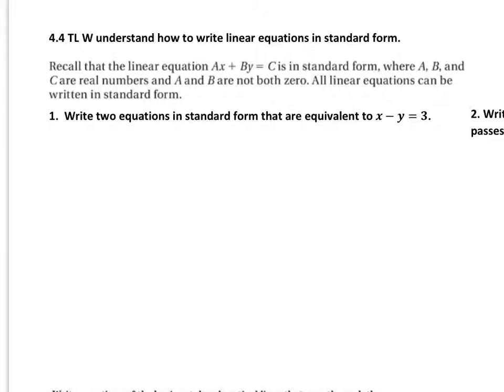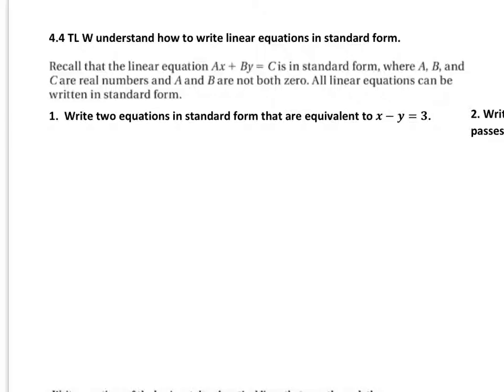Alright guys, today's goal: the learner will understand how to write linear equations in standard form. So we've talked about slope-intercept form, point-slope form, standard form. The linear equation ax plus by equals c is in standard form, where a, b, and c are real numbers, and a and b are not both 0. So you can't have a and b both be 0, okay? All linear equations can be written in standard form.